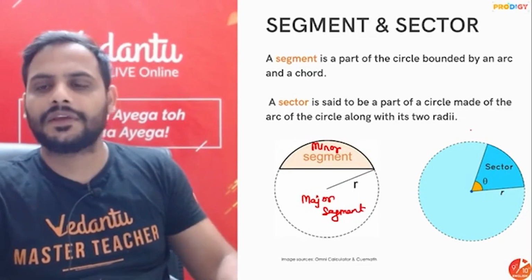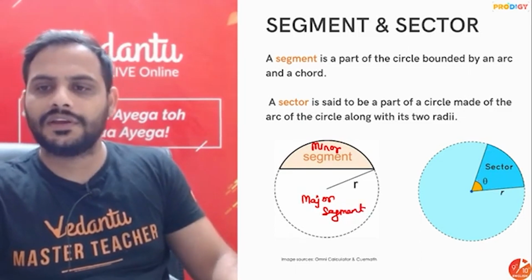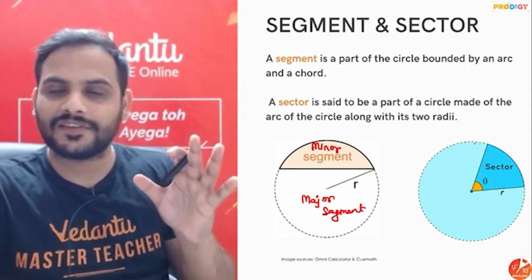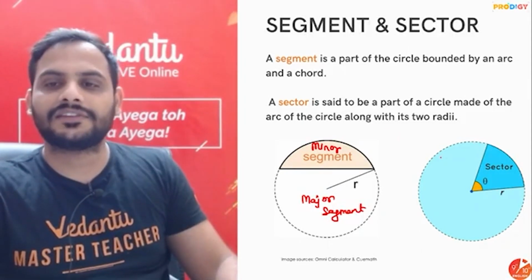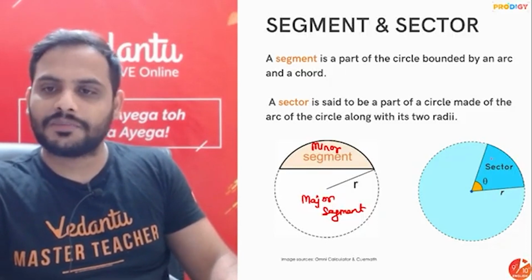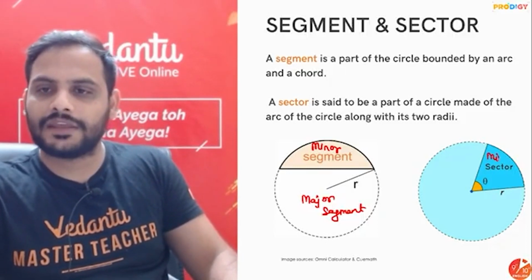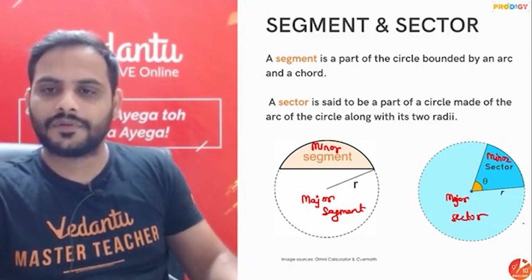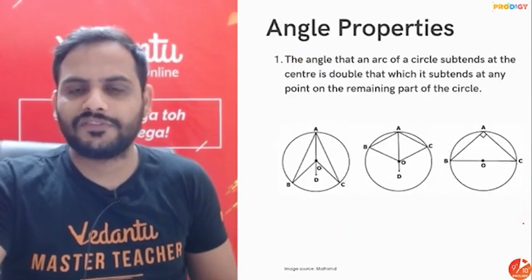Similarly, over here, guys, if I talk about the sector, sector is like a slice of a pizza. So sector is the region between the two radii and the corresponding arc. If I talk about the minor arc, it will be minor sector, and if I talk about the major arc, it will be major sector. All right, simple. So that is the difference between sector and segment.